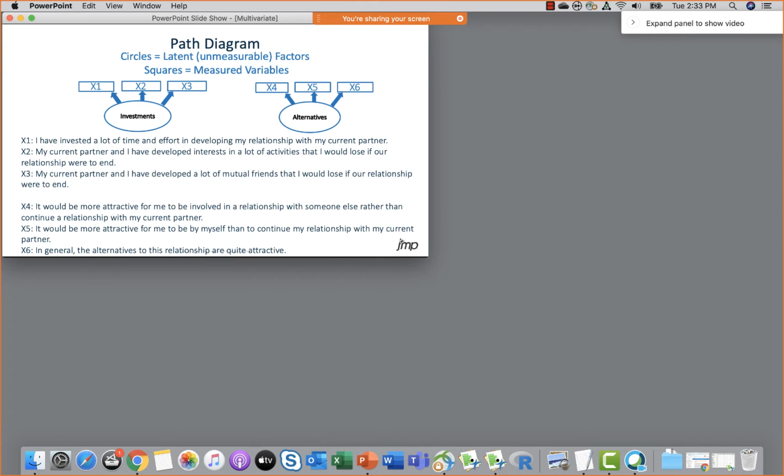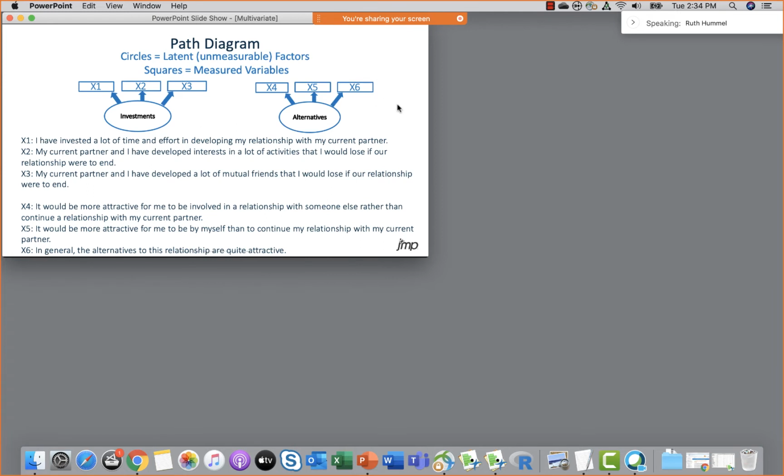The next question, question 5: it would be more attractive for me to be by myself than to continue my relationship with my current partner. And question 6: in general, the alternatives to this relationship are quite attractive. So this is how we would draw out the path diagram. We'd have our 6 measured variables, and we would say there's 2 latent constructs in the background, sort of feeding into these 3 things.